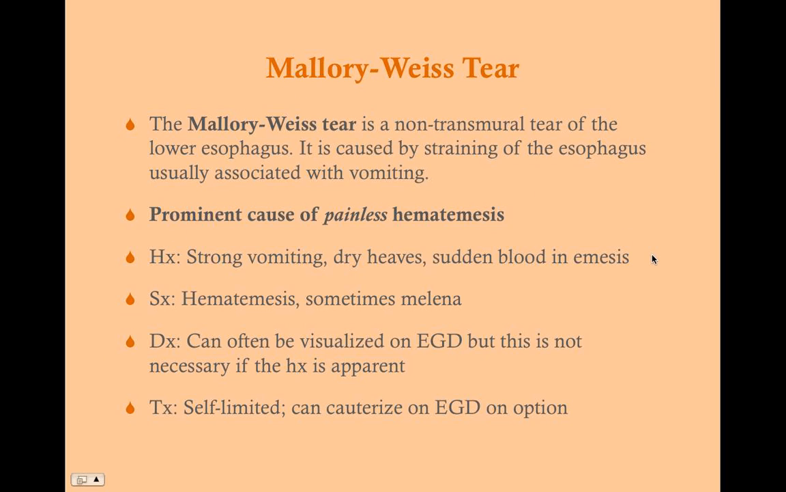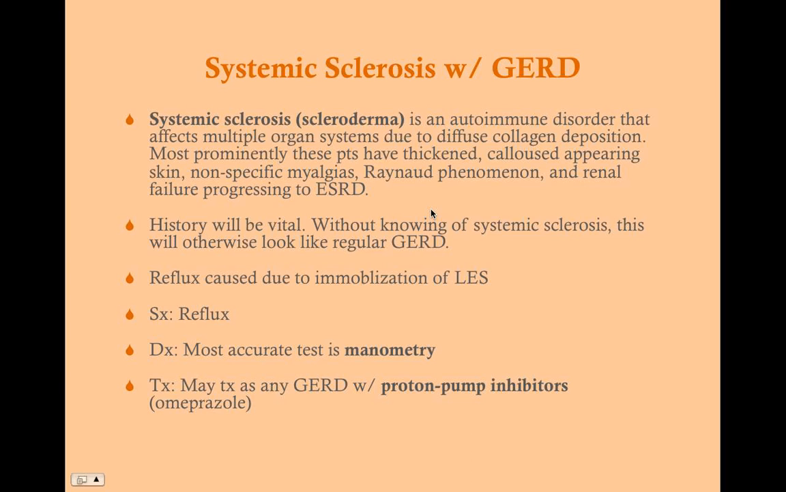Now, a thing that we're not going to talk about right here, because this is more a surgical disorder, is Boerhaave syndrome, and that is a transmural tear of the esophagus. That's going to be accompanied by significant abdominal pain. But this is a non-transmural tear, so you're not going to get any air in the abdominal cavity. The only reason this causes a problem is because of the hematemesis. Otherwise, this is relatively non-consequential.